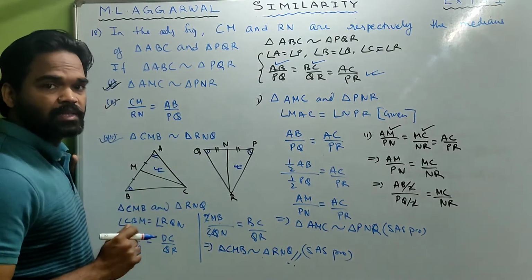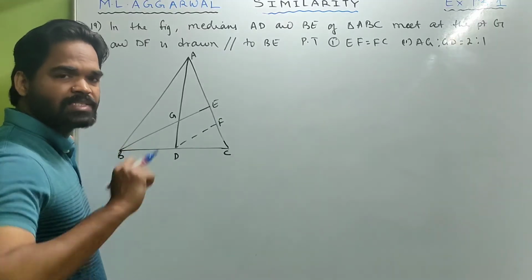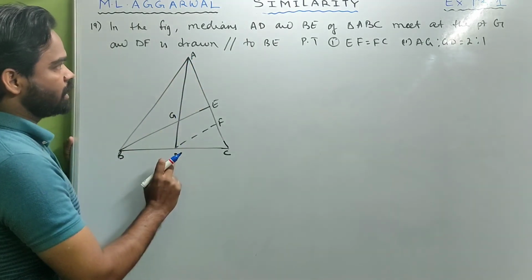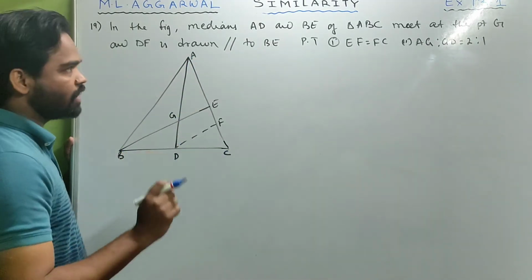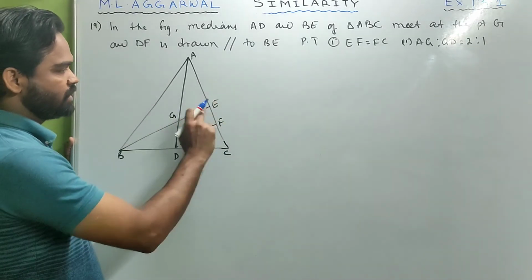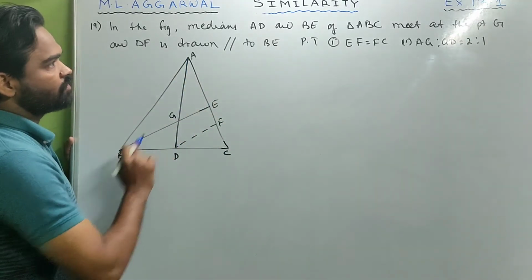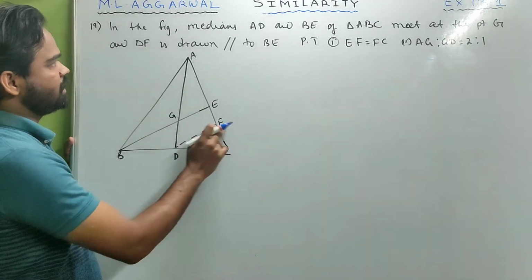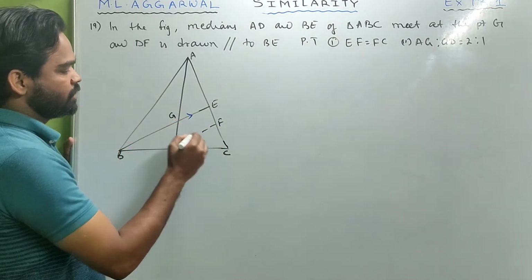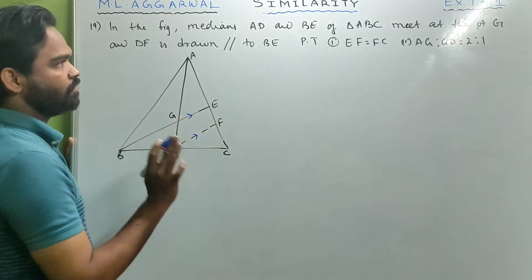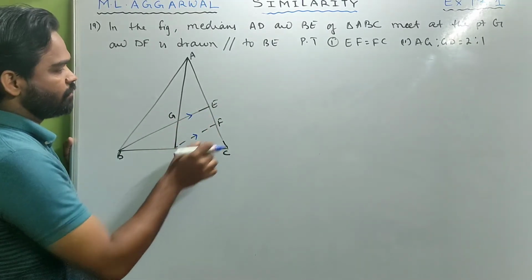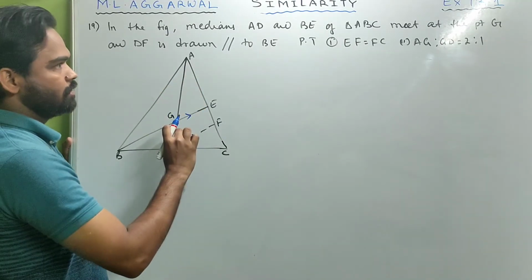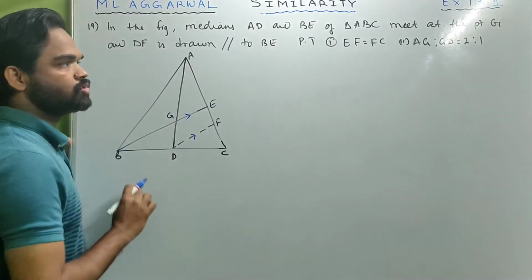Okay, now let us look at the next sum. Now look at sum number 19. In the figure, median AD divides BC into 2 equal halves, and BE and AD are medians of triangle ABC, meeting at G, and DF is drawn parallel to BE. So BE and DF are parallel. Prove that EF is equal to FC and AG by GD is 2:1.